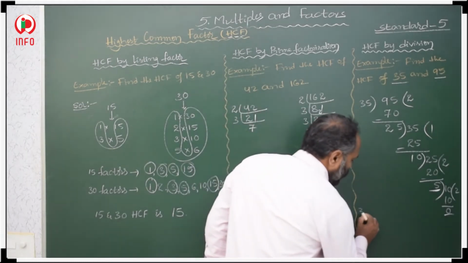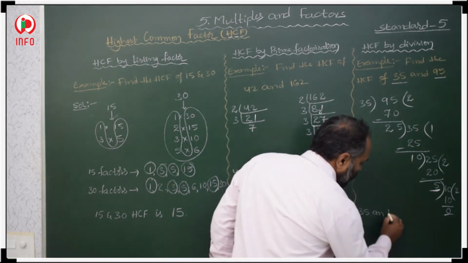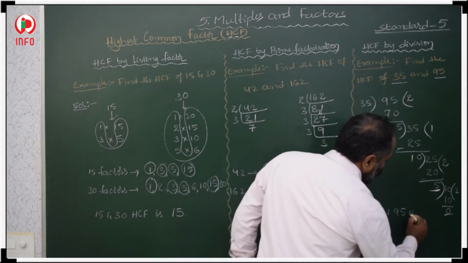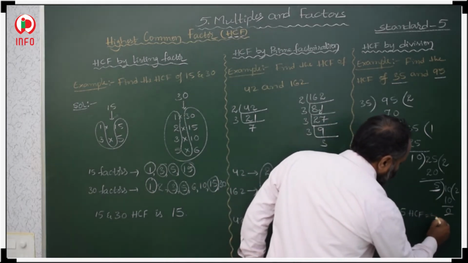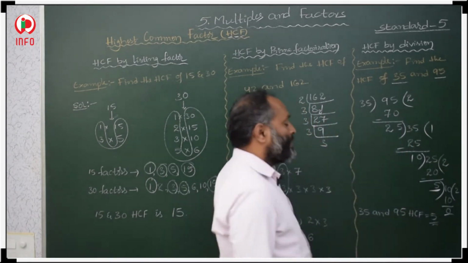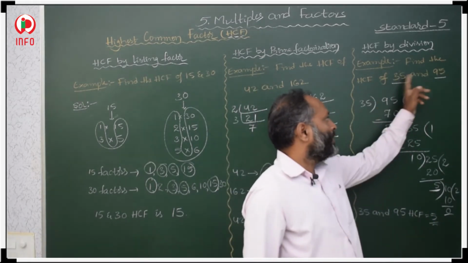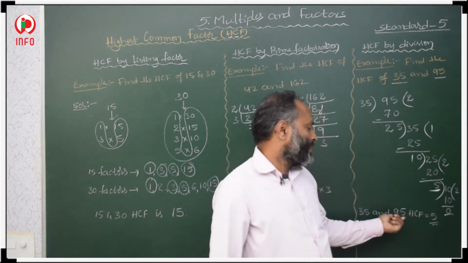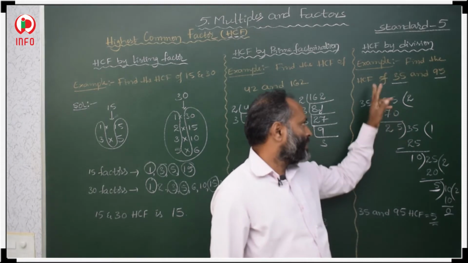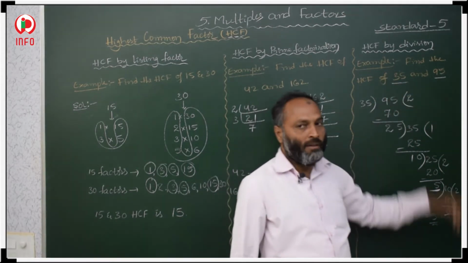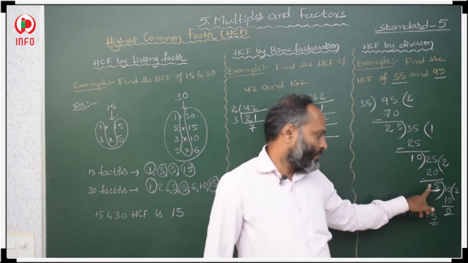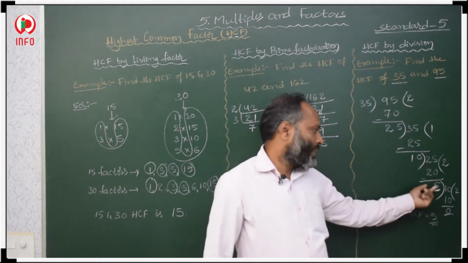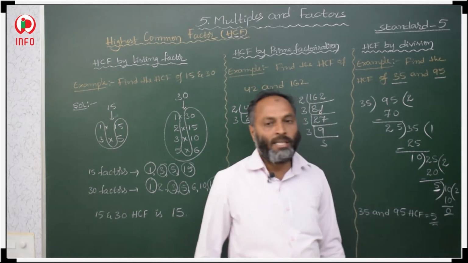Therefore the HCF of 35 and 95 is 5. What does it mean? It means in the 5 table, both will divide maximum. So HCF means highest common factor. So this highest common factor is 5. So in this 5 table, both will divide. So at the last, whatever number divides completely without remainder, that divisor is our HCF.